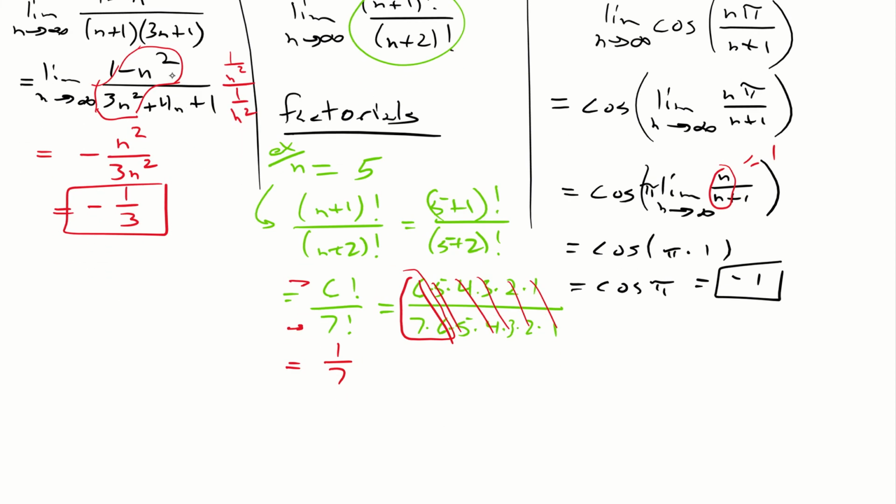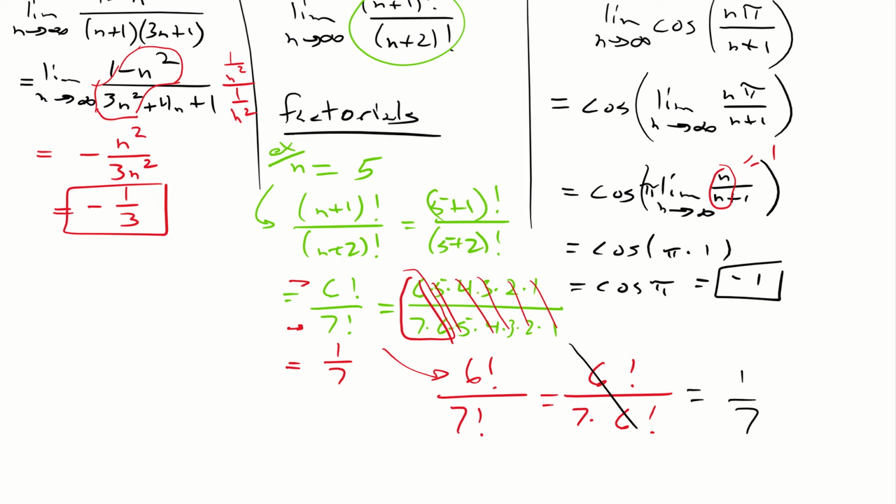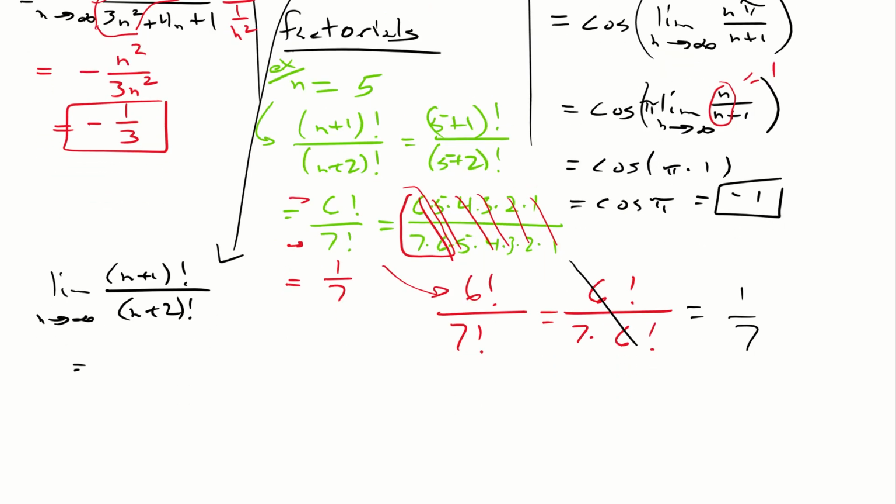Some people do this a different way. They say, oh, this is 6 factorial over 7 factorial, the same as 6 factorial over 7 times 6 factorial. And then they cancel and get 1/7. That's pretty clever stuff. But now we're not dealing with actual numbers. We're dealing with the limit as n goes to infinity of n plus 1 factorial all over n plus 2 factorial. Nevertheless, this lesson of he's one more than the other guy helps you considerably.